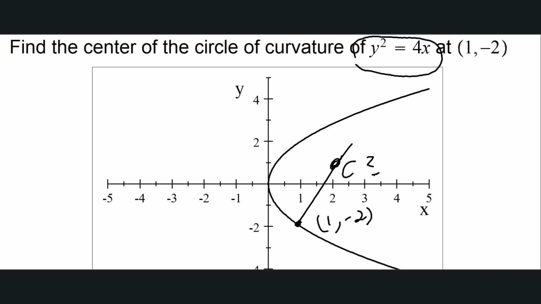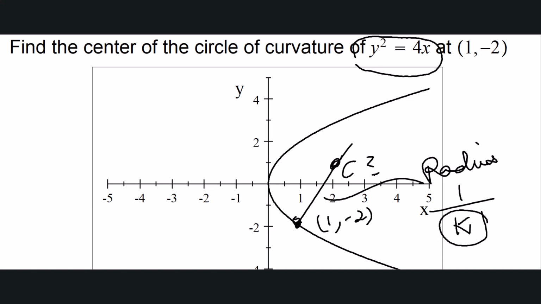At the same time, the radius of this circle of curvature will be 1 divided by the curvature of this curve at the point (1, -2). So our main point is to go ahead and find the curvature of this parabola at the point (1, -2). So let's go for that.